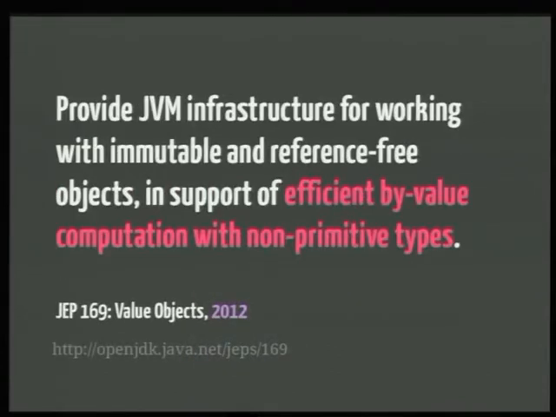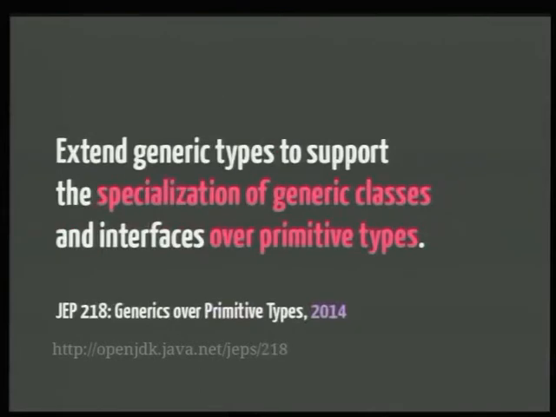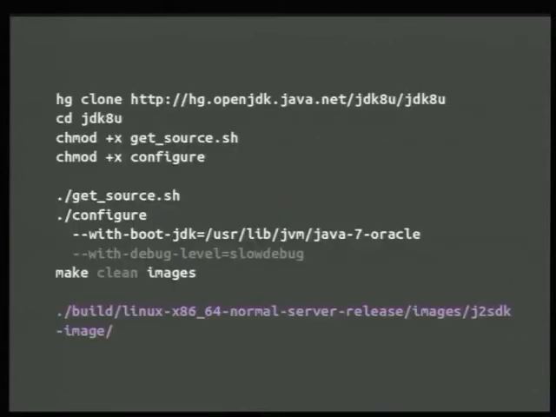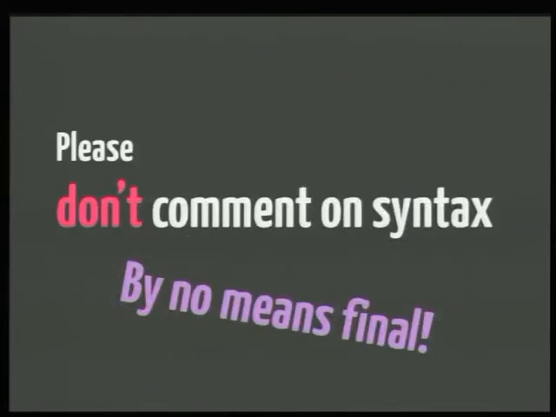There are two JEPs, or Java Enhancement Proposals. One is value objects, adding efficient by-value computation with non-primitive types, and another is generics over primitives, which will provide a specialization of generic classes to work over primitive types, including value types. This is how you build OpenJDK 8. This is the really interesting one: how you build Valhalla, the prototype. The prototype by no means has a final syntax, so don't comment on that.